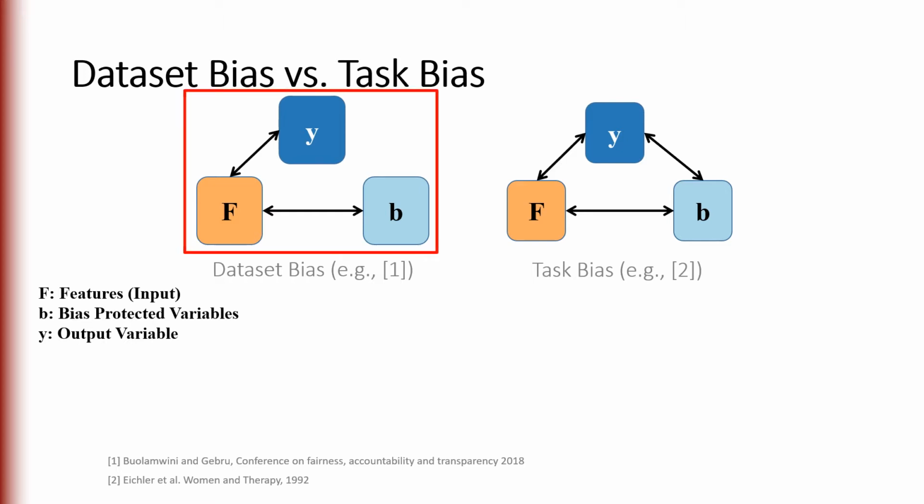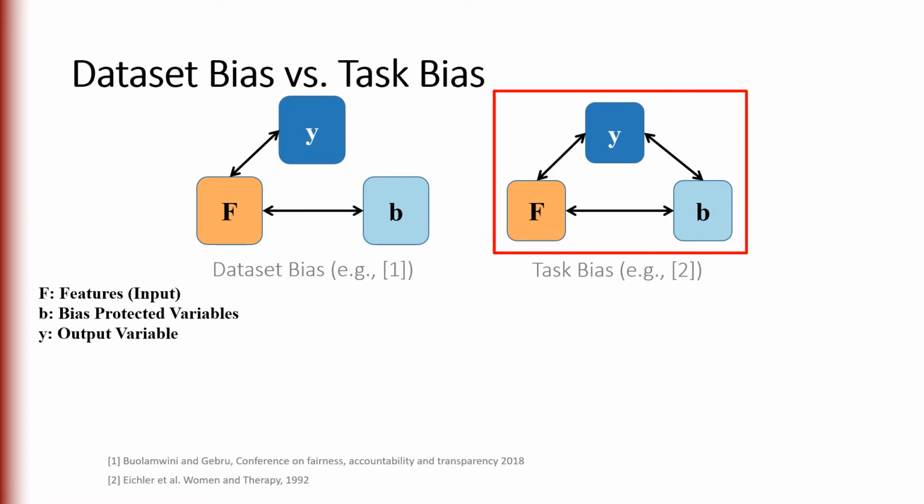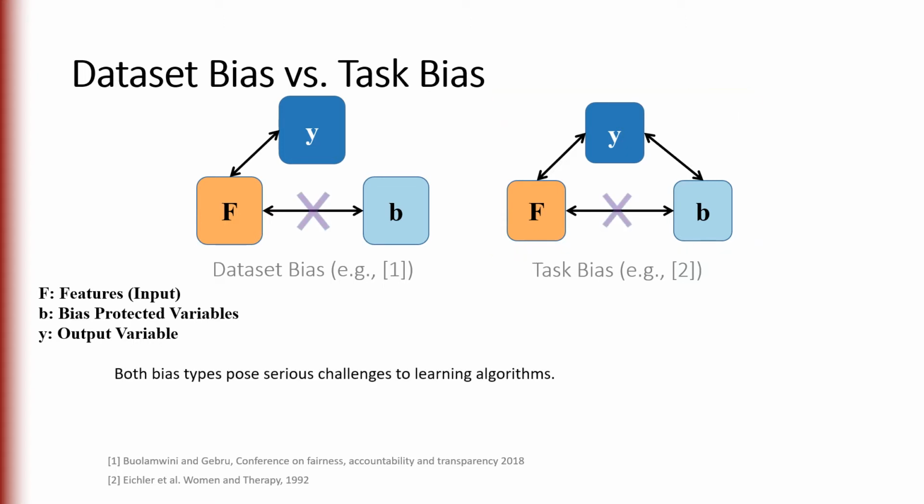Dataset bias is often introduced due to the lack of enough data points with respect to the protected variables. Task bias, on the other hand, is introduced by intrinsic dependency between protected variables and the task. Our method aims at learning features that are invariant to the bias protected variables in both cases.